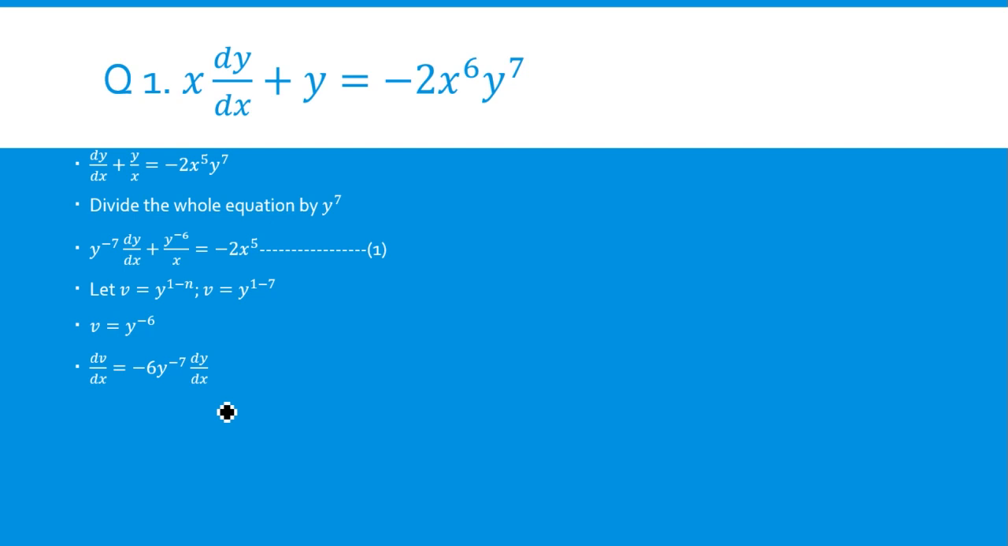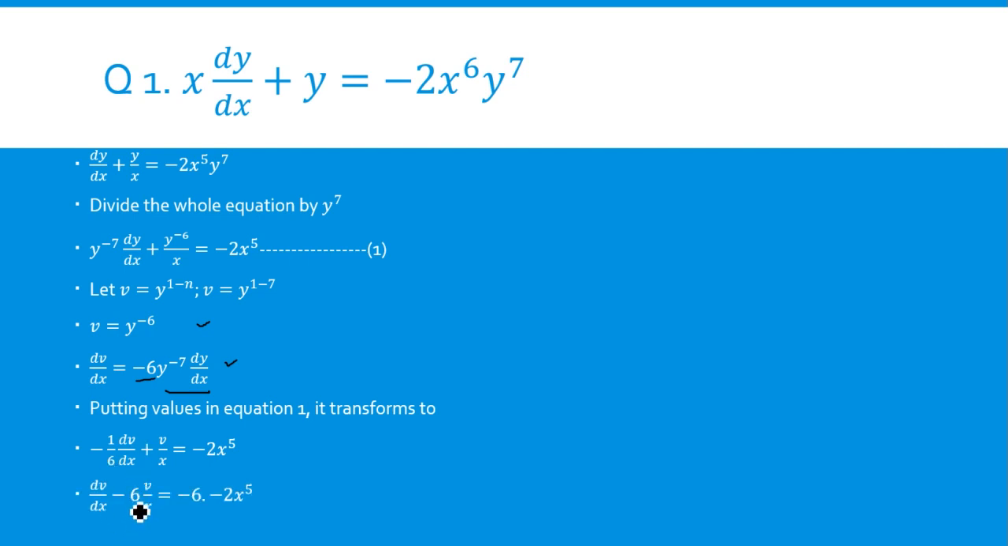This is simple maths which we are doing right now, and now we just put the values of v and this in the first equation. Here in place of y to the power minus 6 we put v, so it comes out to be v by x, and in place of y to the power minus 7 dy by dx we put dv by dx divided by minus 6, because we take this minus 6 to the left hand side. So now this is the equation which we have got, and now we just multiply the whole equation by minus 6 so that dv by dx gets rid of its coefficient.